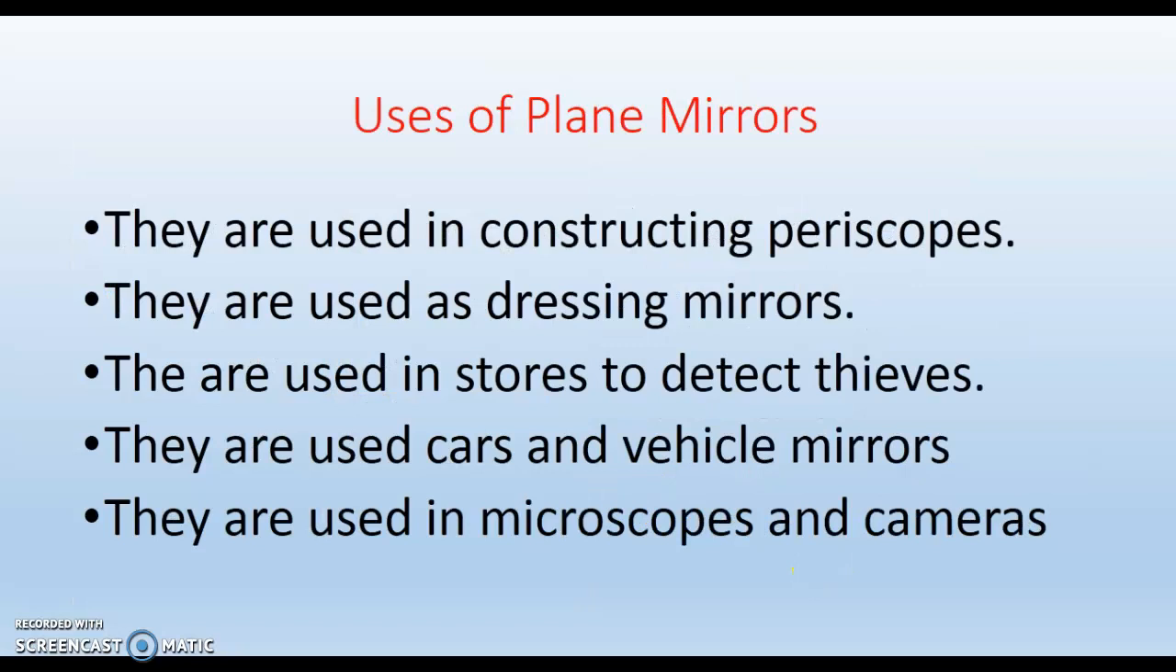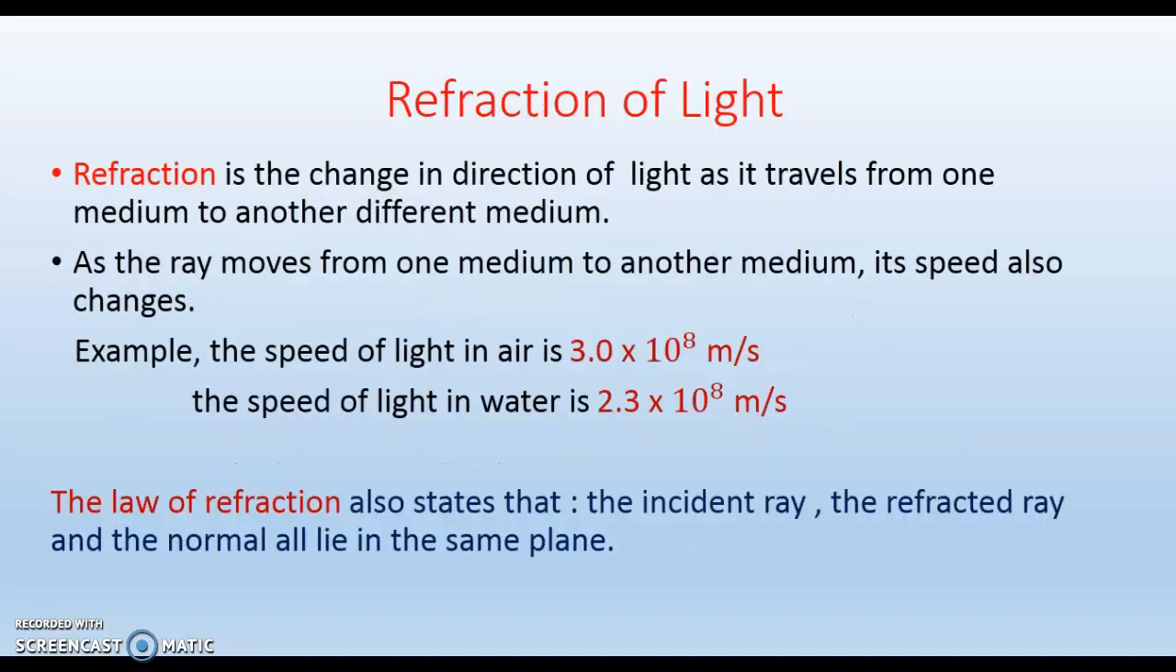Now let's look at some uses of plane mirrors. We use plane mirrors in constructing periscopes. I think I've talked about that. We also use them in our dressing mirrors. They are also used in stores, by detectives, especially the ones that use the divergent mirror. It enlarges the images, so when someone is sitting at the corner, he is able to look at the mirror and see a face somewhere because it enlarges the image for you. They are also used in cars as vehicle driving mirrors. I've already talked about that. They are also used in microscopes and in cameras.